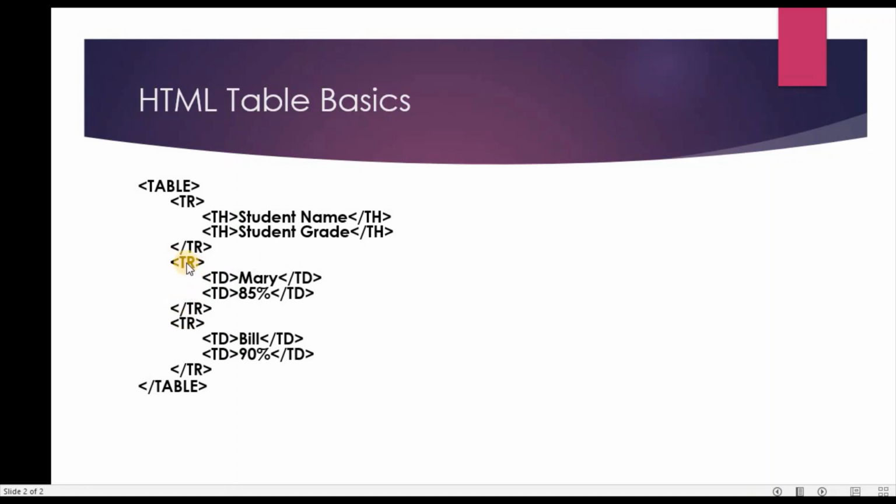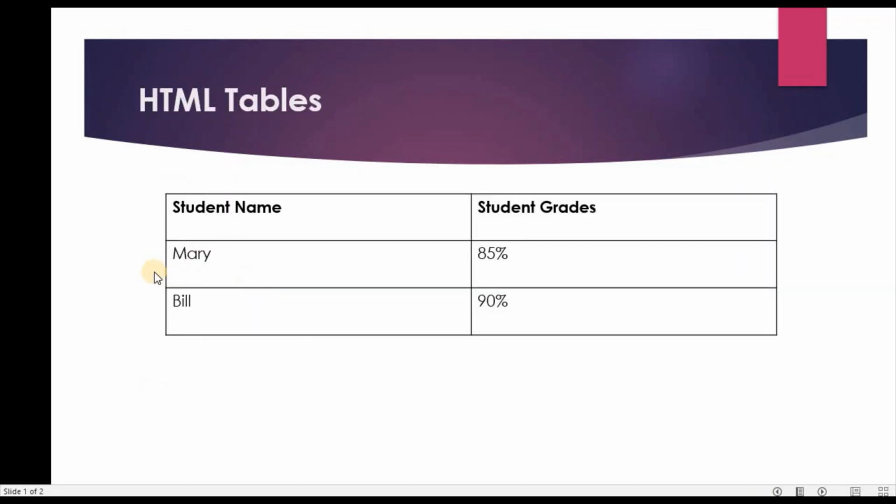Now in this second table row we are able to see the first table definition. Again, table definition replaces table column. The first one is Mary, and the second information in this is her 85%. Again, this is our second row, so we can just go back to see Mary 85%, and our last row information will be focusing on Bill and his 90% grade.